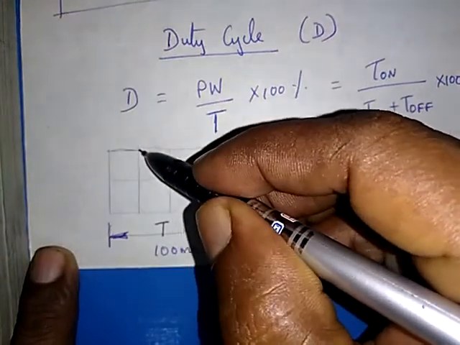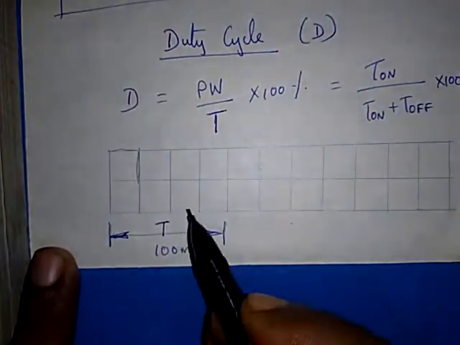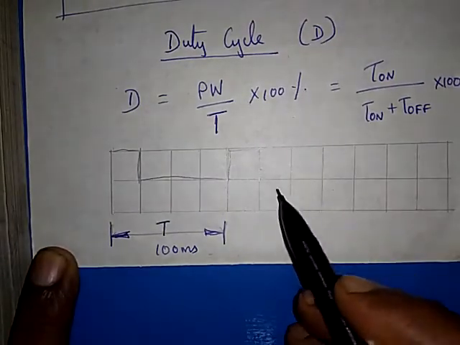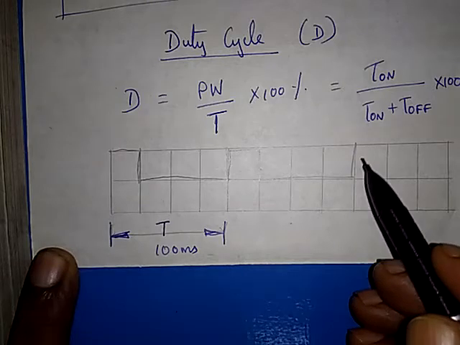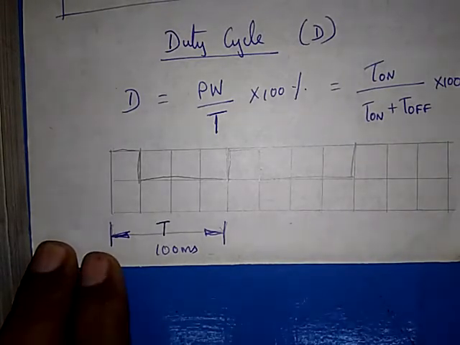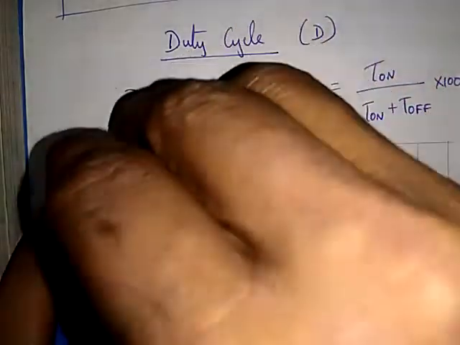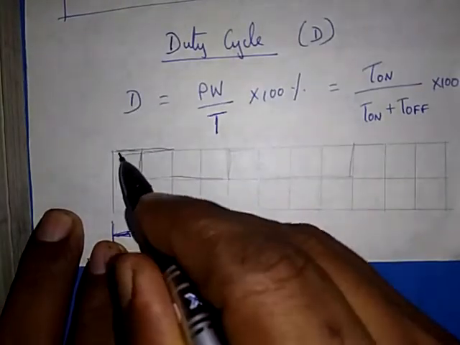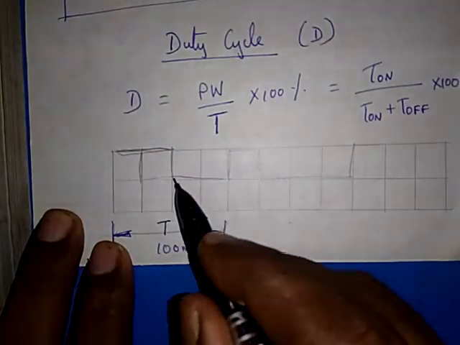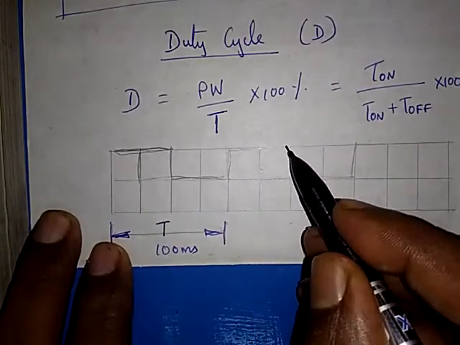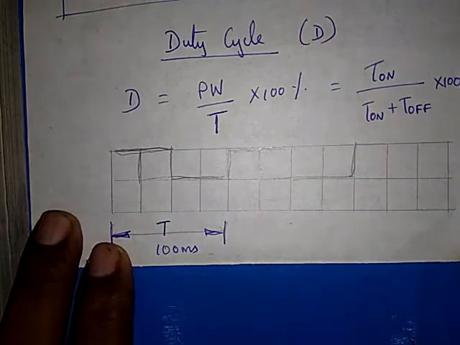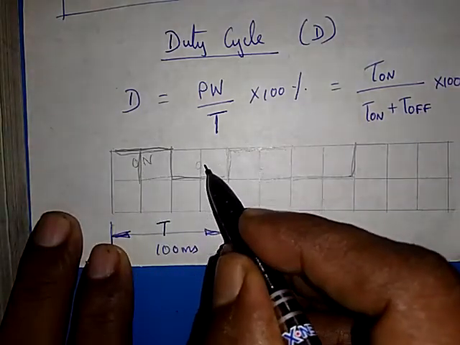So in that case, this goes like this and ends up like this, and once again it goes like this. So this is 25% duty cycle. Suppose I want 50% duty cycle. So what you have to do is 50% it will be on, and the remaining 50% it will be off. Here again 50% it will be on and 50% it will be off. So this is on, this is off.